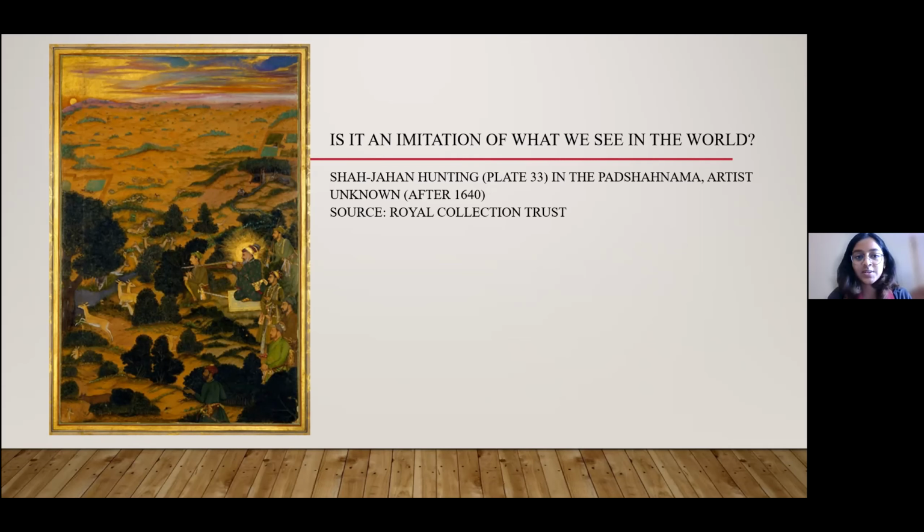So as you can see in the picture, art is not always exactly how things are in the world. It's not an imitation, but it draws inspiration from the world. To give some background, this picture appears in the text, the Padshahnama, where there's a hunting scene described, and next to the description, there's this image. Hunting wasn't just a pastime for rulers. A lot of historians say it's a way of the emperor showing power over the land, over the physical territory, by hunting the animals that are there.